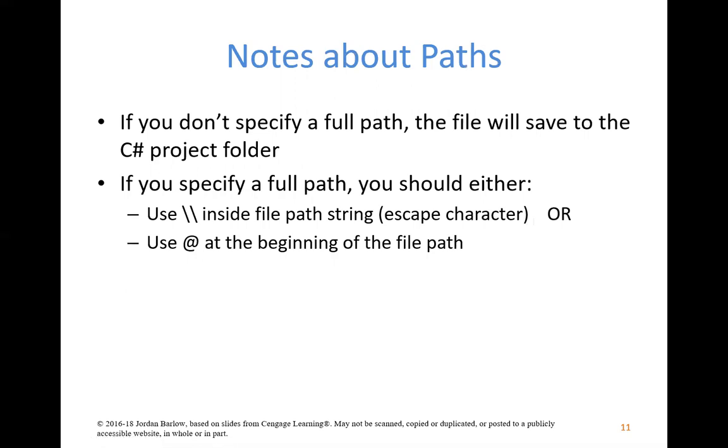Okay, so I had mentioned when you create a file stream, there are those three elements. The first one is the file path or the file name. If you don't specify a full path, the file will just save to the C# project folder, and I'll show you an example of this in a second.